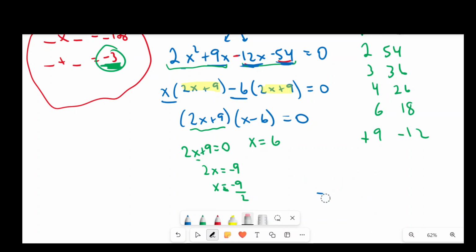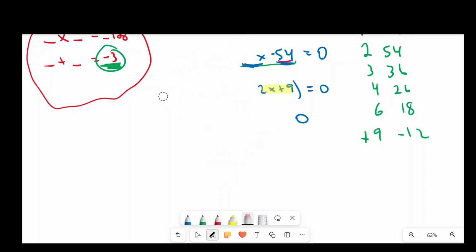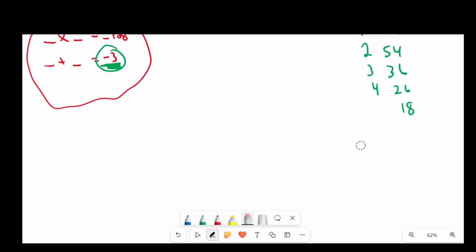So let's clear the screen and we can look at the next question. That one took a while because of complex factoring by decomposition.